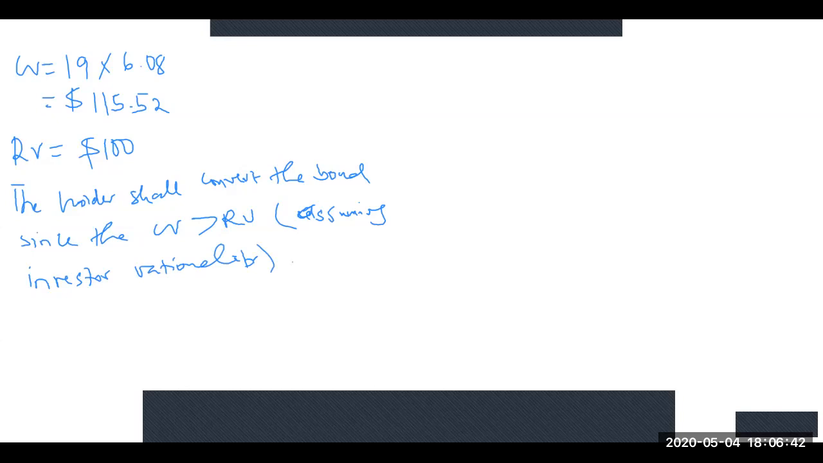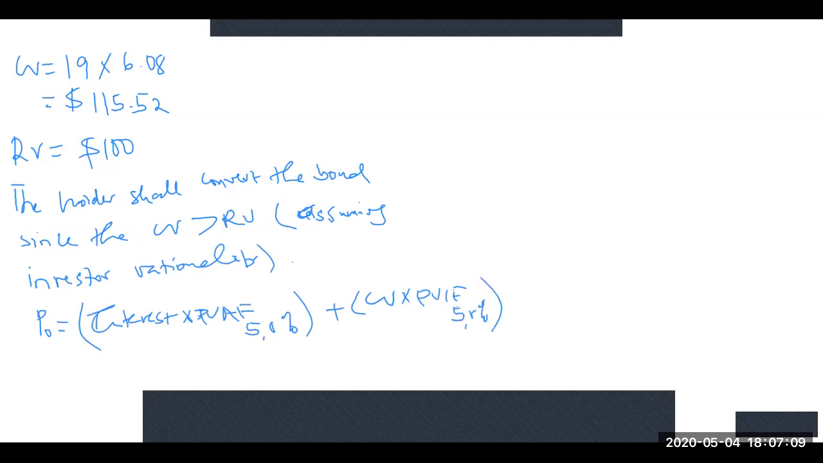Having done that, we can say therefore the market value of this bond, P naught, is equal to the present value of the interest to be earned times the present value interest factor, 5 years, R%. In the final year, you see that you're going to convert the bond, so conversion value times the present value interest factor, 5 years, R%. We have the conversion value, so now what we don't have is the interest. We may want now to get the interest.